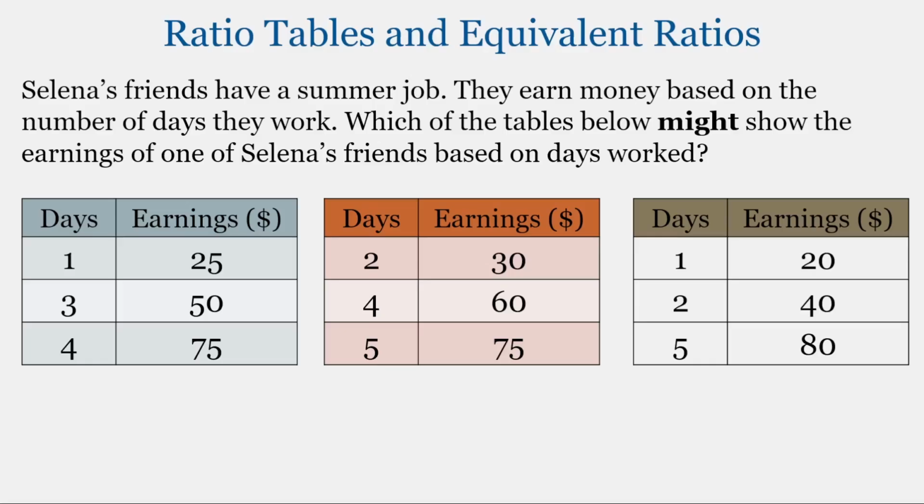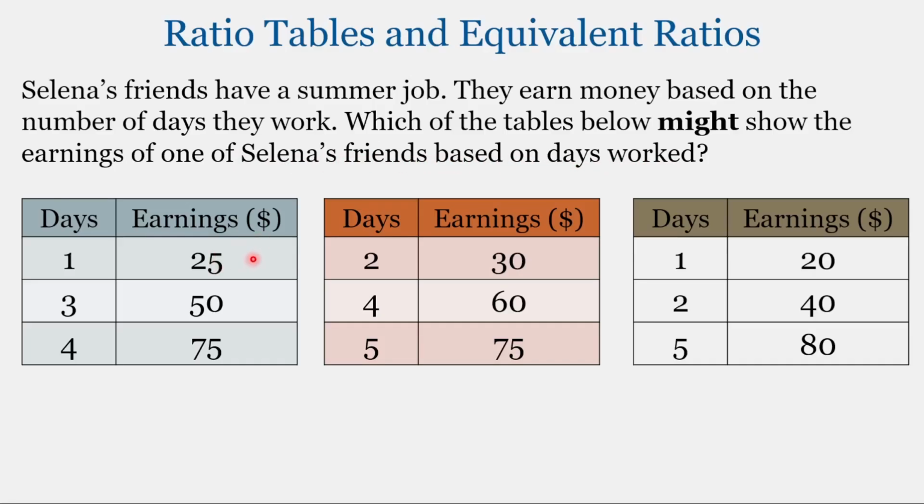Let's look at a different type of problem using equivalent ratio tables. Selena's friends have a summer job. They earn money based on the number of days that they work. Which of the tables below might show the earnings of one of Selena's friends based on the days worked?